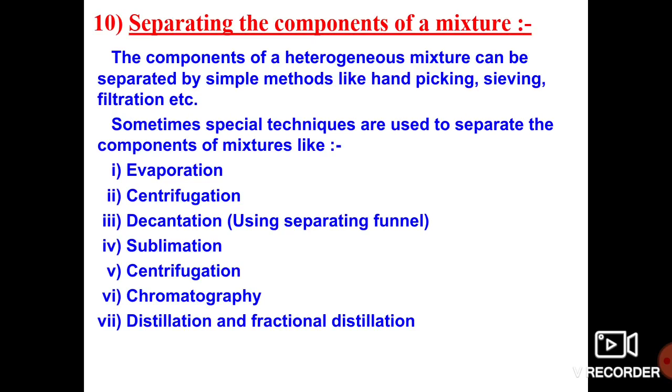So in that we are going to discuss the process of evaporation, centrifugation, decantation, sublimation, chromatography, distillation and fractional distillation. So these are all modern techniques that are used to separate mixtures. So let us discuss one by one.